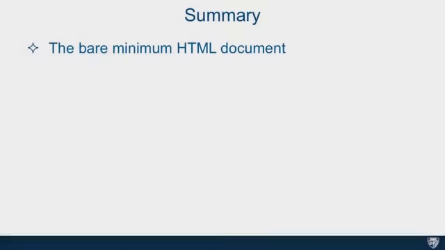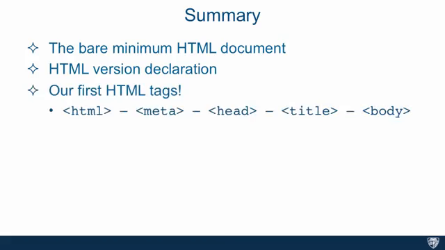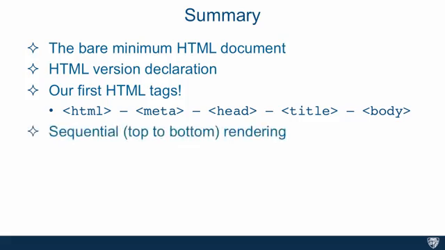In summary, we went over the bare minimum HTML document, plus we added some. We went over the HTML version declaration, and remember, we always have to use it, otherwise the browser will be put into quirks mode and some things will break. Our first HTML tags, we used HTML, meta, head, title, body, and actually threw in some paragraph tags as well. We went over the fact that HTML is rendered by the browser sequentially, meaning top to bottom. Next, we're going to talk about HTML content models.